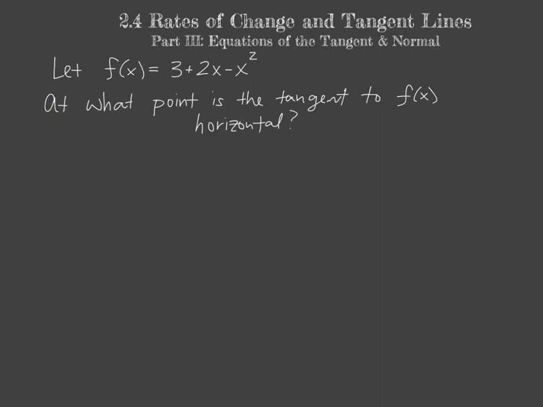A very interesting idea in calculus is when our tangent line is horizontal. Let's think about what that means. A horizontal line has a slope of 0. So we're looking for when the slope of the tangent is 0. We're not told an x-coordinate here. We need to find the x-coordinate so that the m sub tan equals 0.